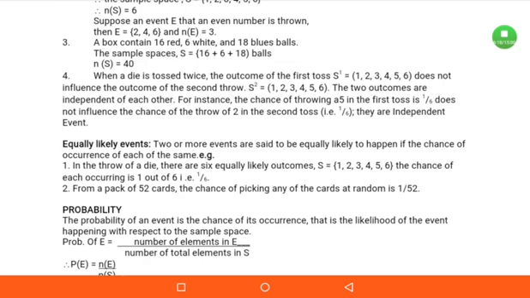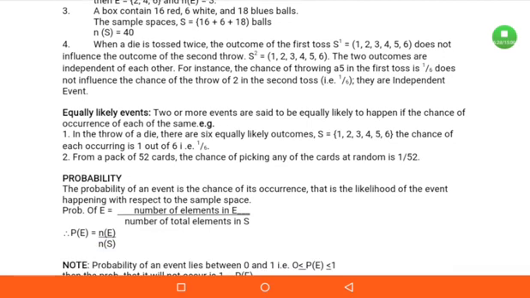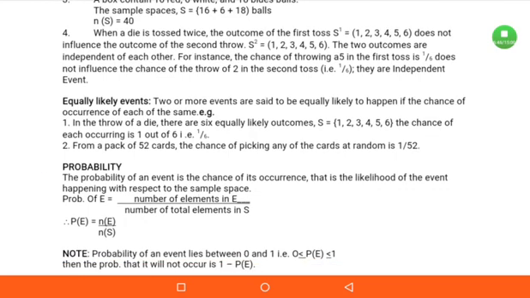Therefore, because these two dice can show their own outcomes irrespective of what the other gives, we call these independent experiments, or we say the outcomes are independent of themselves. Do you understand? So for instance, the chance of throwing a 5 in the first toss is 1 out of 6. The probability is 1 out of 6.